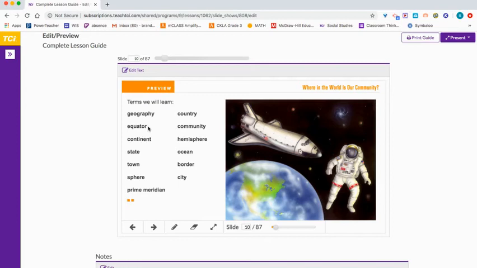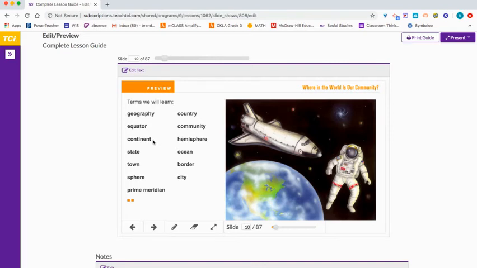The next word is the word equator, and we're going to learn more about the equator very shortly. But the equator is going to be an imaginary line that runs horizontally across our Earth, but it's not a real line. It's not something you're actually going to be able to see. The next one is continent. The continent is going to be the largest chunks of land. So our Earth's broken up into continents, and the continents are each of those really large chunks.